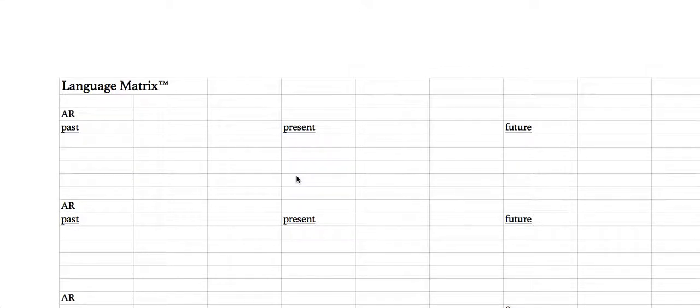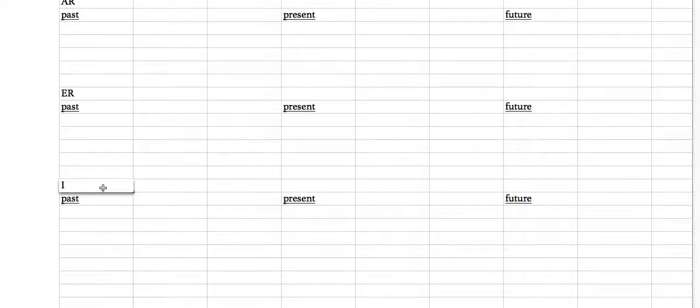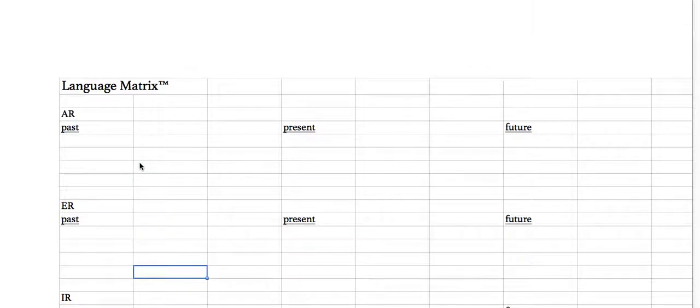Upon request, a language matrix for AR verbs, ER verbs, and IR verbs, including the we form. I'll do the they form and the y'all form too. Here we go. Hablo means, it's not past. All right, look, present tense, hablo, I speak.